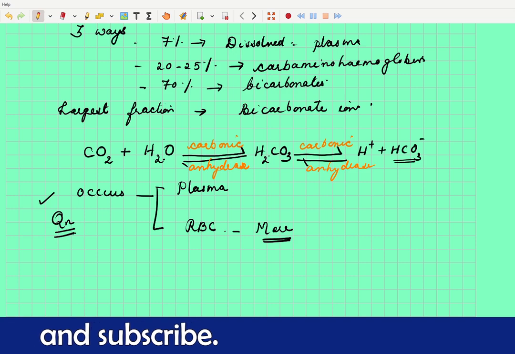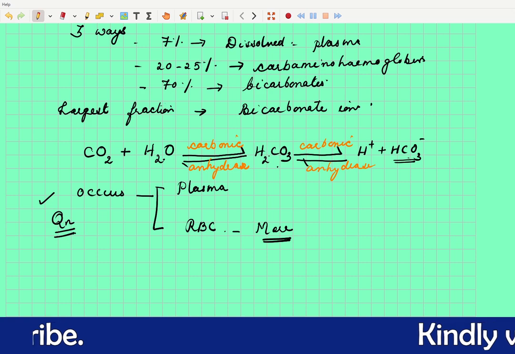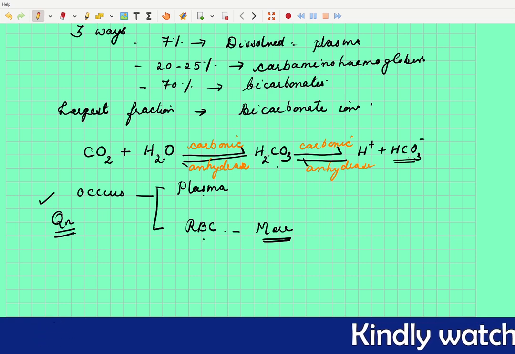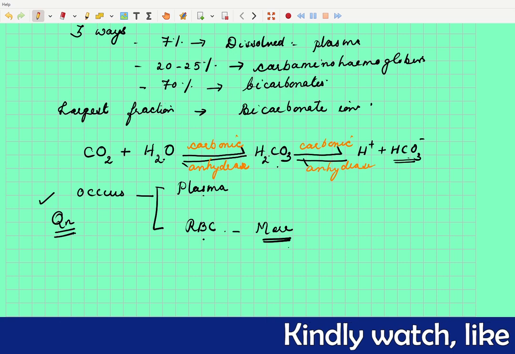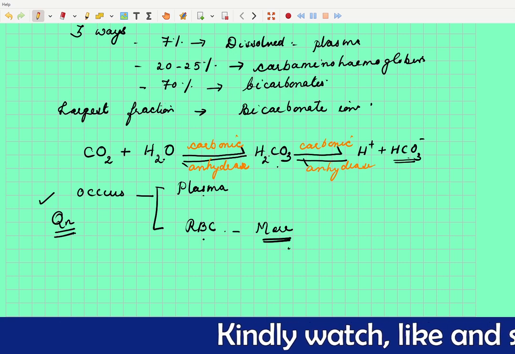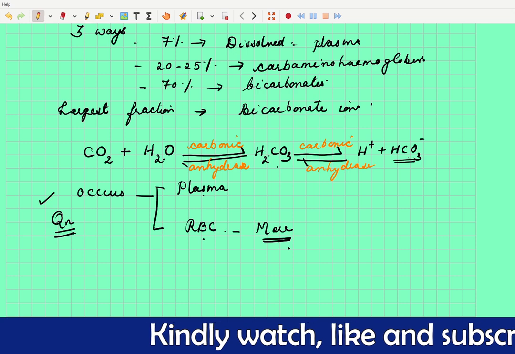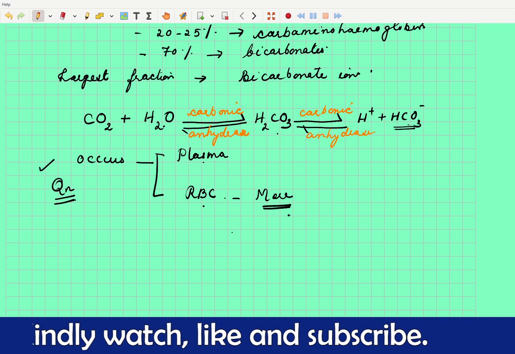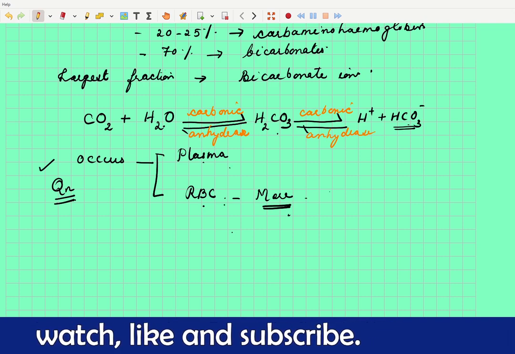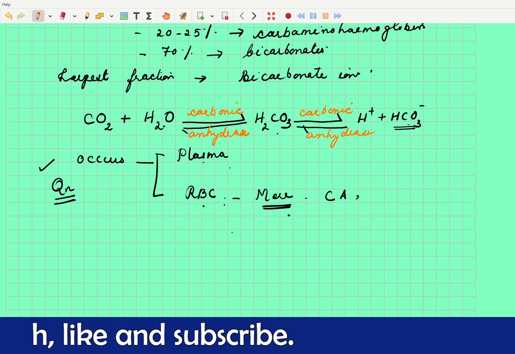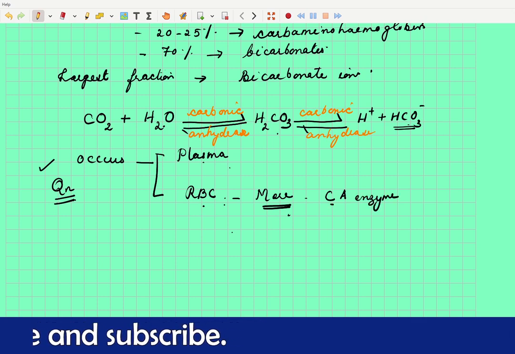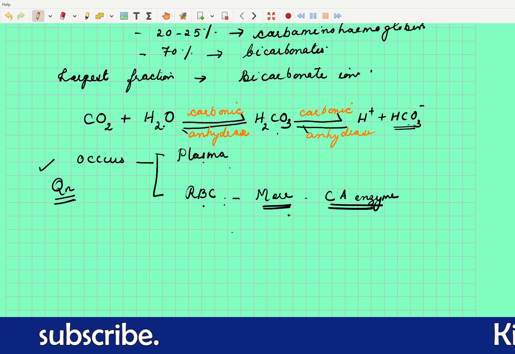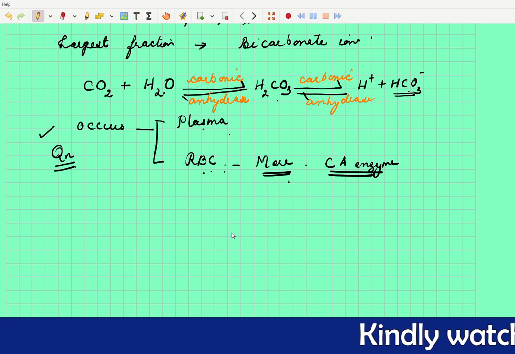Related to this, one question is there. The formation of carbonic acid and then bicarbonate ions takes place in both plasma and RBC. But where is the rate of reaction more? The answer is in the RBC. What is the reason? When you compare the carbonic anhydrase enzyme in the plasma and RBC, more carbonic anhydrase enzyme is present in the RBC. Due to the presence of more enzyme, the rate of reaction is also more in the RBC. So this is one important question.